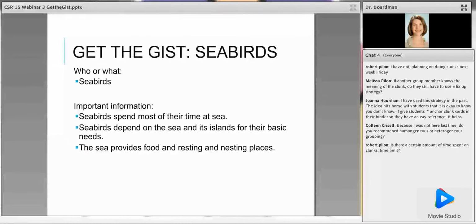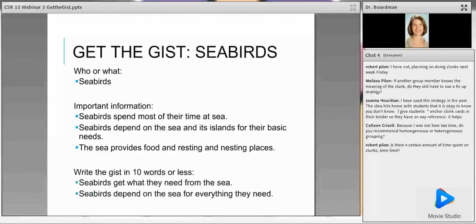So we've got to come up with a gist that combines this important information. And we know it's going to have something to do with seabirds, so it helps to start with seabirds. And then let's think about what we're learning. They spend most of their time at the sea, they depend on the sea for their basic needs, and it provides food and resting and nesting places. So here are a couple of examples. You might even be able to think of a better one. Seabirds get what they need from the sea, and seabirds depend on the sea for everything they need. So that's how Get the Gist works.